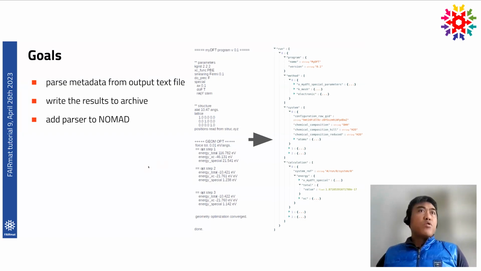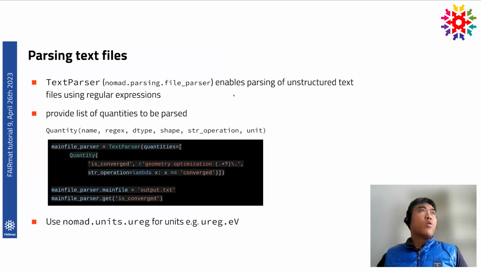So more specifically, the goals of this presentation are for you to be able to parse the metadata from an output text file, then we look at how we write the parse results into the NOMAD archive, and eventually how we interface our parser to NOMAD. So let's look at step number one, which is the actual parsing.